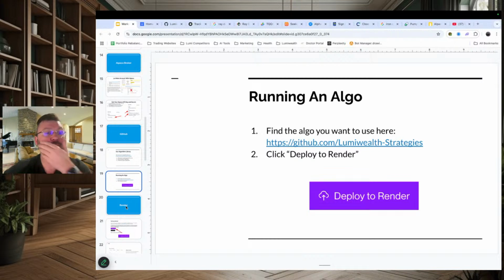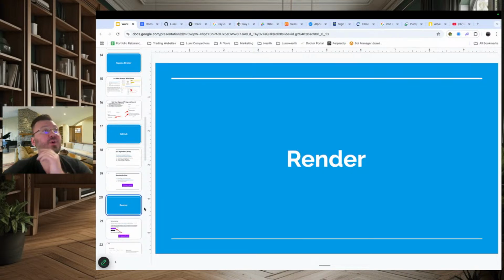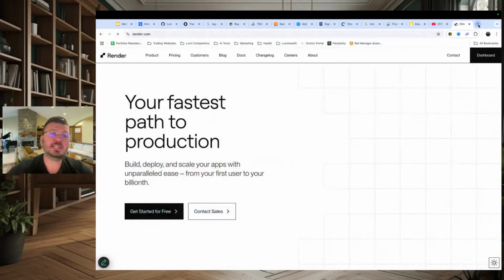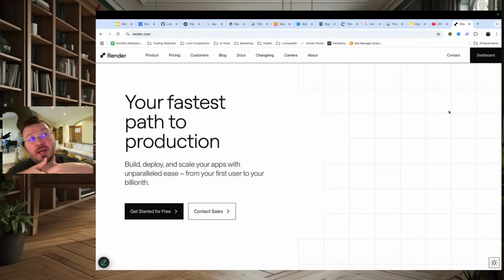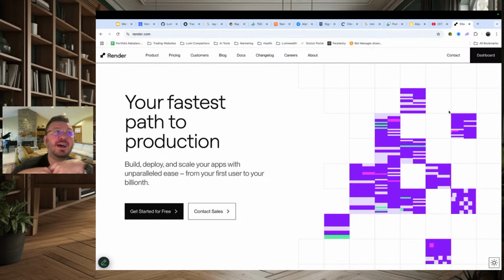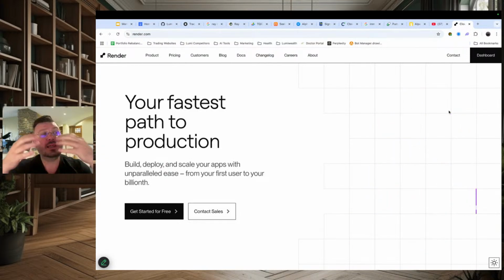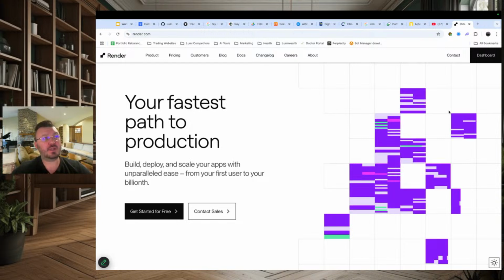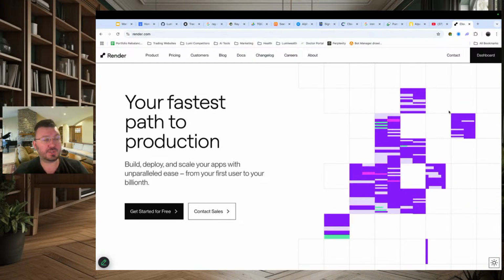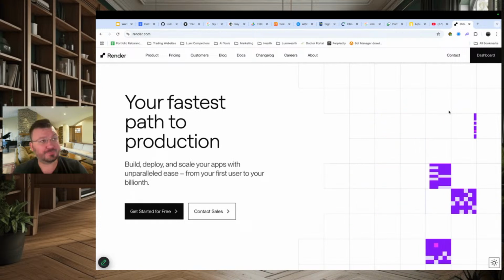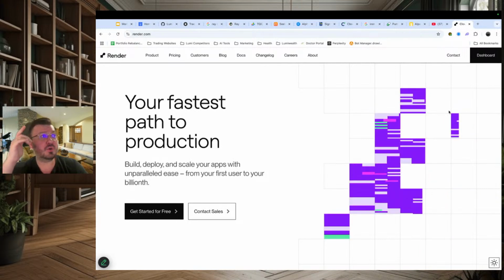Okay, next thing. And this is where the bulk of the work happens: we're going to be setting up Render. Now you might ask, what is Render? Let me show you. If you've ever heard of AWS, or Google Cloud, or Microsoft Azure, or maybe DigitalOcean, they're all basically different companies that do cloud web hosting. So what the heck does that mean? Basically, these guys are going to be running your code for you.